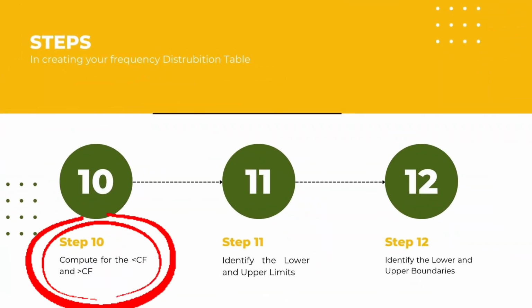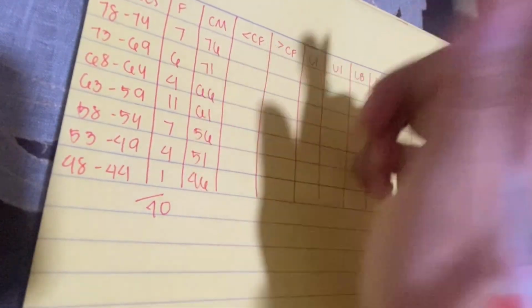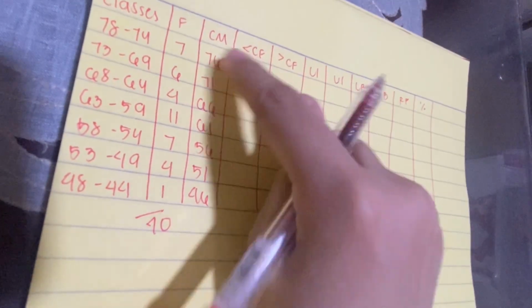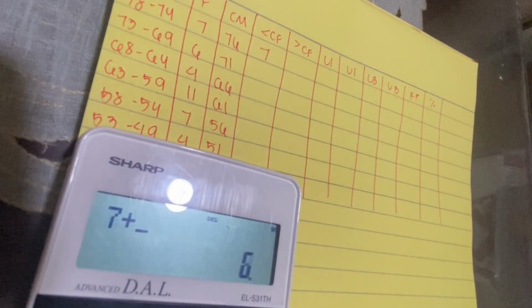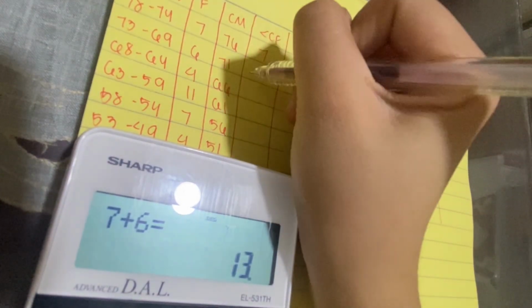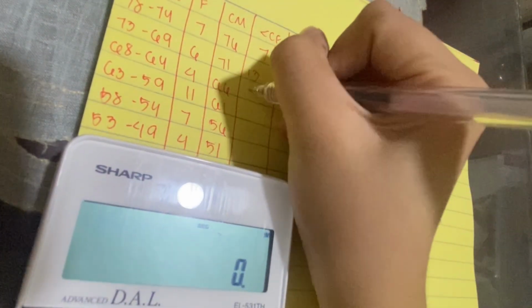And for our step number 10, we have to calculate the cumulative frequency. To calculate the less than cumulative frequency, we just have to add the frequency from the first interval up to the current interval. And you just have to repeat the process until it's all covered.